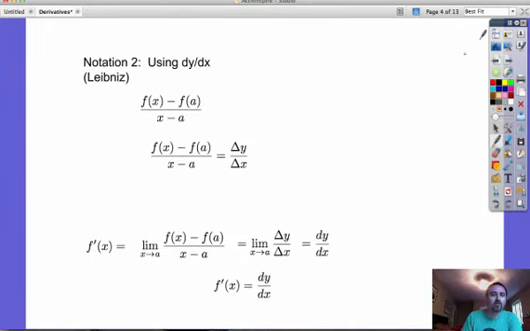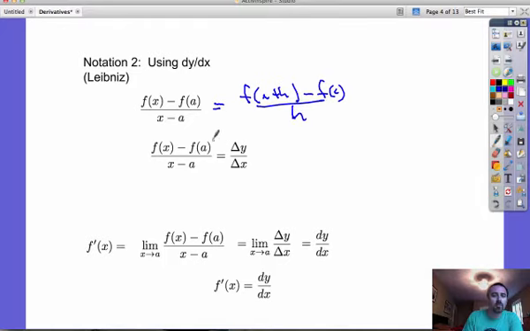The other notation we can use is Leibniz's notation, which comes from this idea that f of x minus f of a over x minus a, and again that's the same as f of a plus h minus f of a over h, same thing.